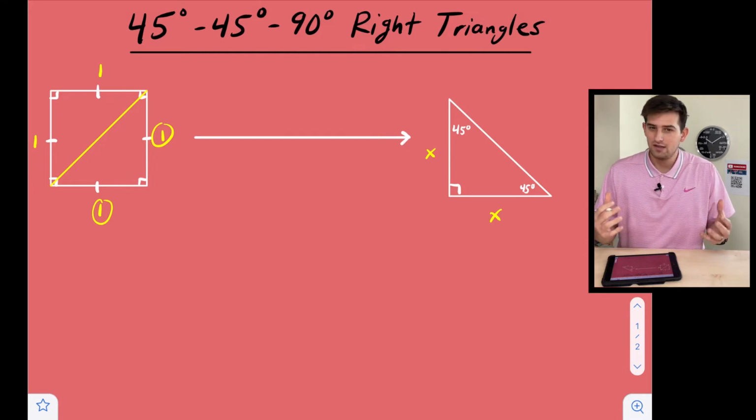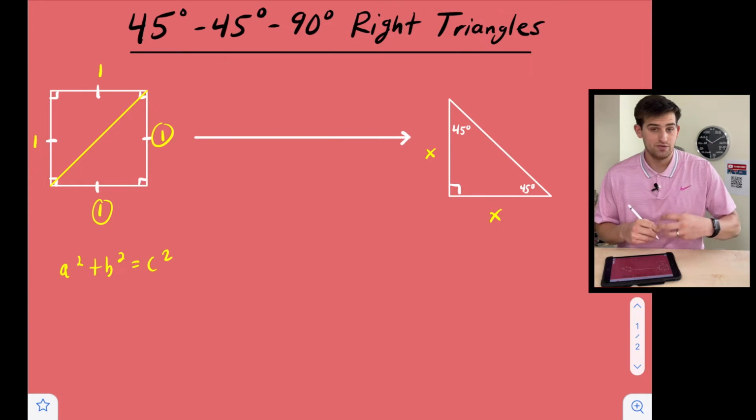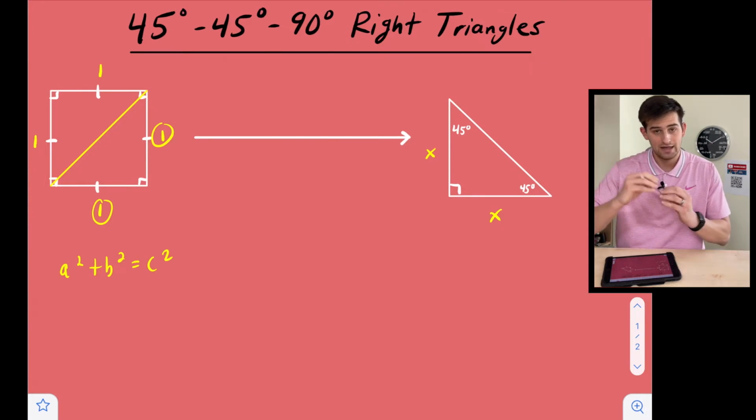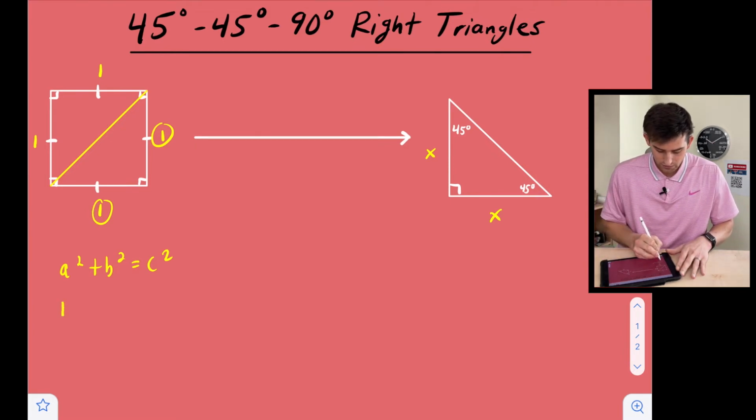But now what about the hypotenuse? Well, if we think about the Pythagorean theorem and how that works, and we've done a video on that, I'll link it in the cards right now. We could take a squared plus b squared, and that is supposed to be equal to c squared, right? Or the legs squared added together is equal to the square of the hypotenuse. So now a is 1, so 1 squared plus 1 squared equals c squared.